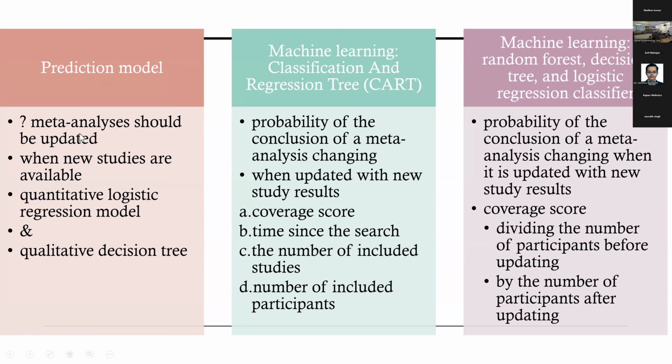It also looks at something called the coverage score. I'll talk about coverage score. The same things are done by another technique which uses machine learning, which is random forest or decision tree or regression classifier. So it's just three different subheadings under machine learning methodology. What is this coverage score? Coverage score, you divide the number of participants before updating by the number of participants after potentially updating. That gives you a number called coverage score.